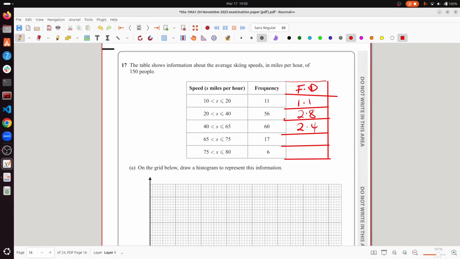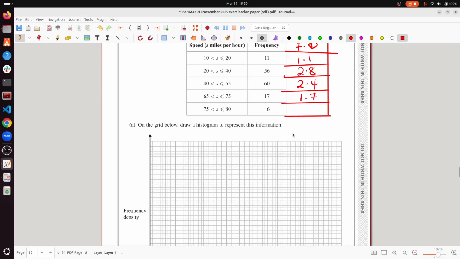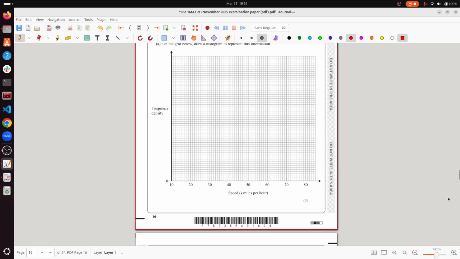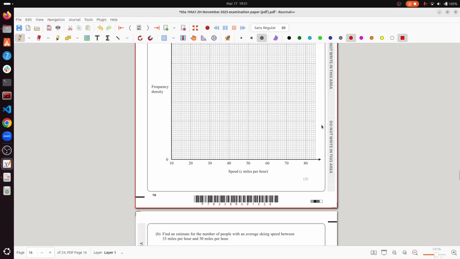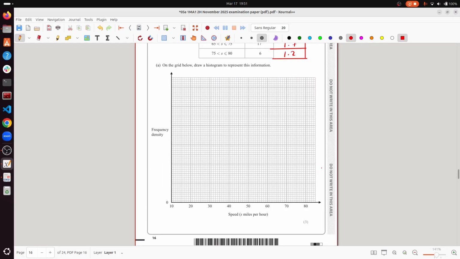Next one is 17 divided by 10, which is 1.7. And lastly, we have 6 divided by 5, which is 1.2. So we need to look at our values. Our highest value there is 2.8, and we can now use here as 1, 2, and 3.